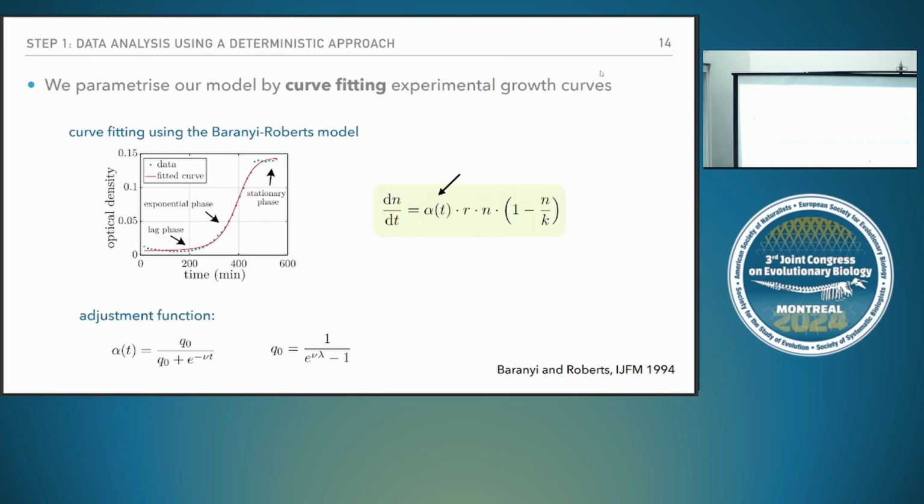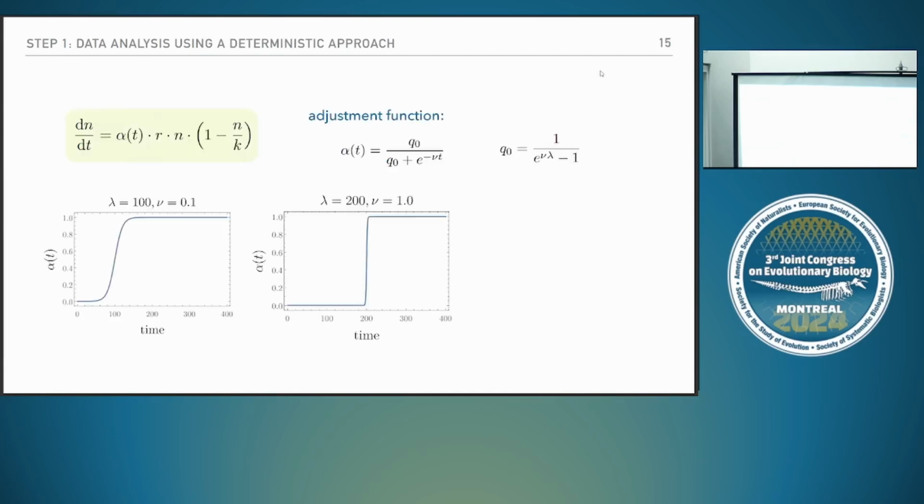Now without going too much into details, this function introduces 2 new parameters, lambda and nu, that I will explain as follows. This function alpha goes from very low values, close to 0, to 1. When it's very close to 0, growth is very suppressed, meaning we are in the lag phase. Close to 1 means that we are in the exponential growth phase. Lambda represents the time until alpha reaches 0.5, and people call it the lag time, or the duration of the lag phase. And nu represents the steepness of this curve, so how drastic is the transition from the lag phase to the exponential phase.